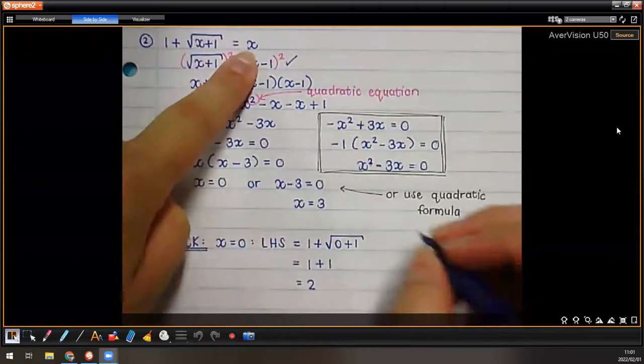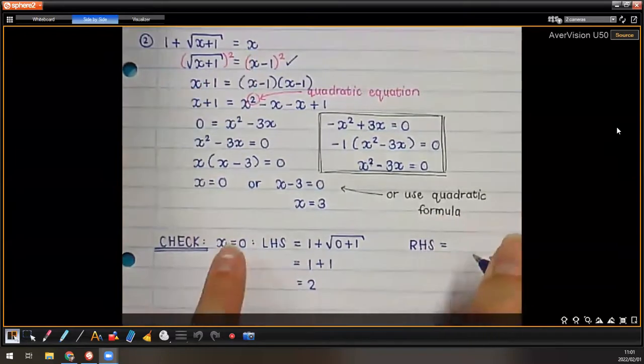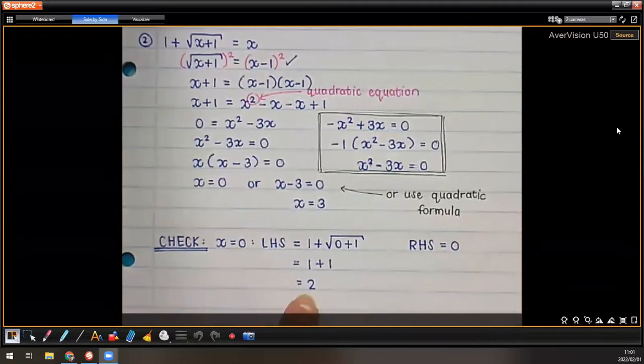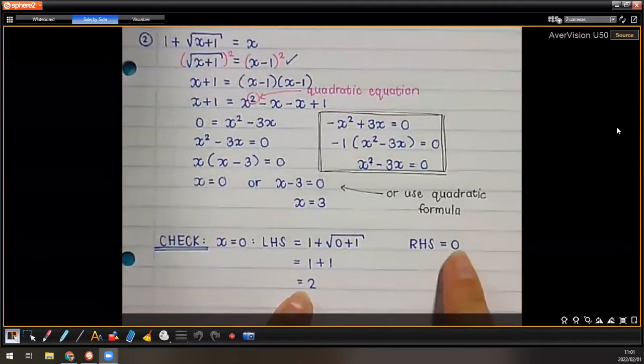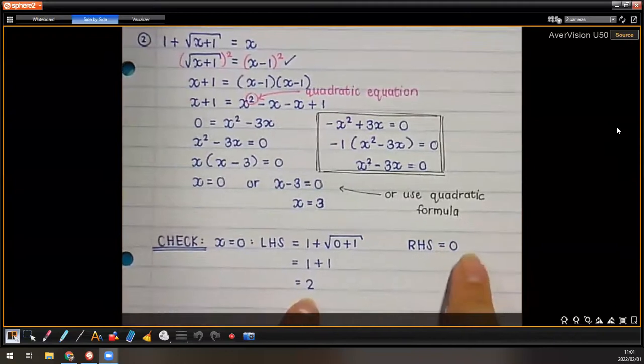Now, what is the right-hand side of this equation? The right-hand side is just x. But what x value are we using here? 0. Now, guys, is the left-hand side equal to the right-hand side? No. So x equals 0 does work in my quadratic equation, but it doesn't actually make the original equation true. So x equals 0 is actually not an answer to this question.